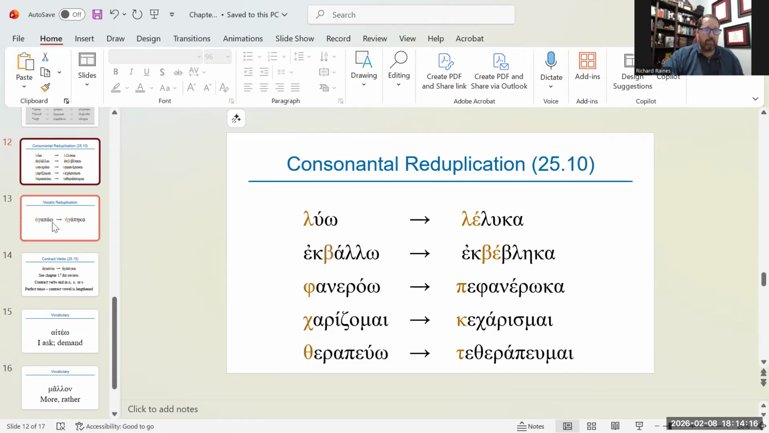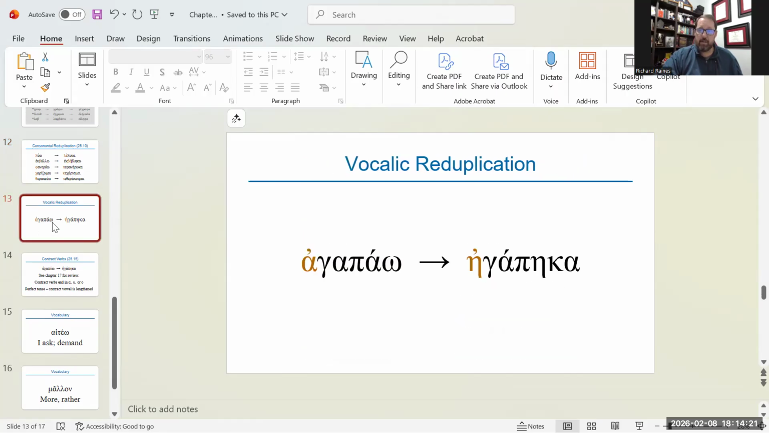All right. So that's consonantal reduplication. That's when words begin with a consonant. If the words, and we're on page 280, number 2, down at the bottom. So you have consonantal reduplication, and we're going to call this vocalic reduplication. This is when a word begins with either a vowel or a diphthong. So if a word begins with a vowel or a diphthong in the present tense, you're just going to lengthen the vowel or the diphthong.